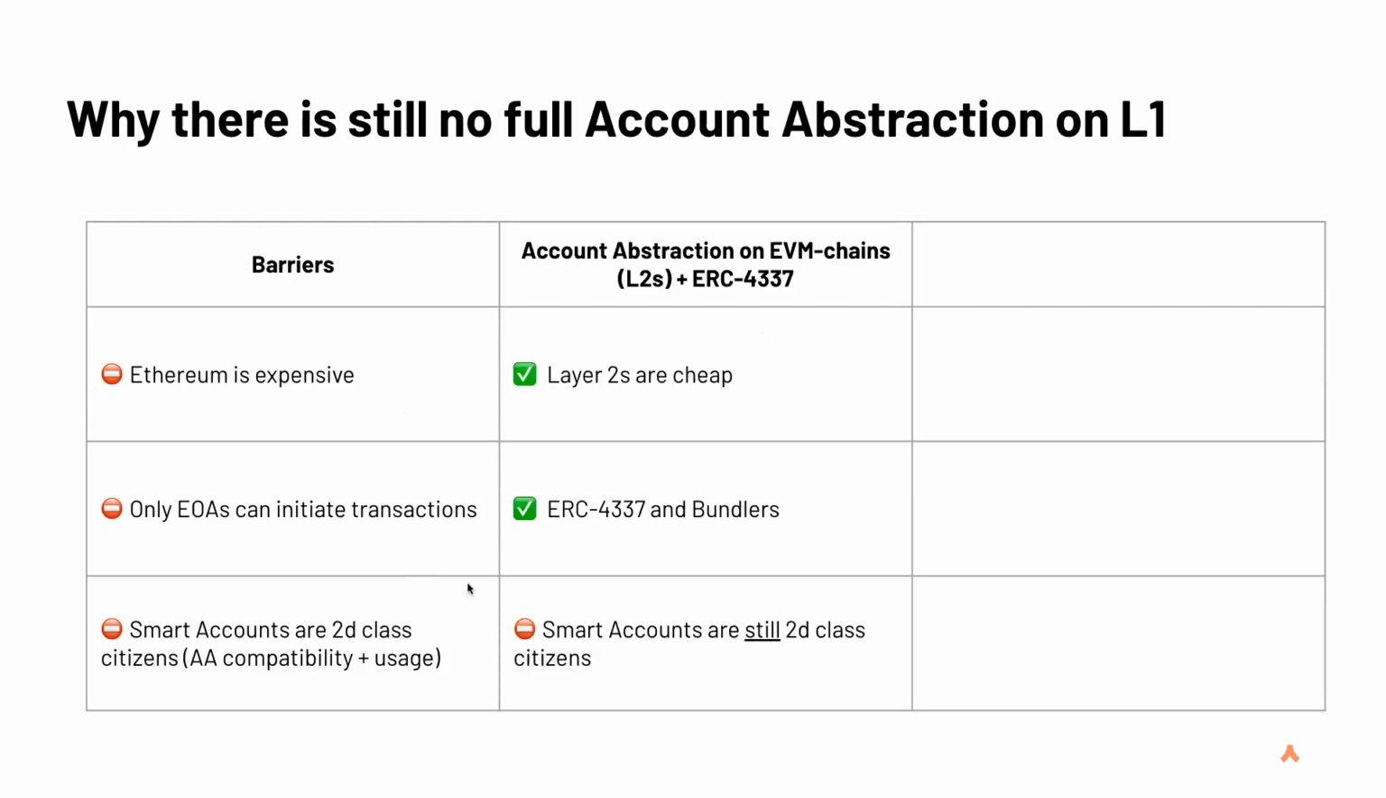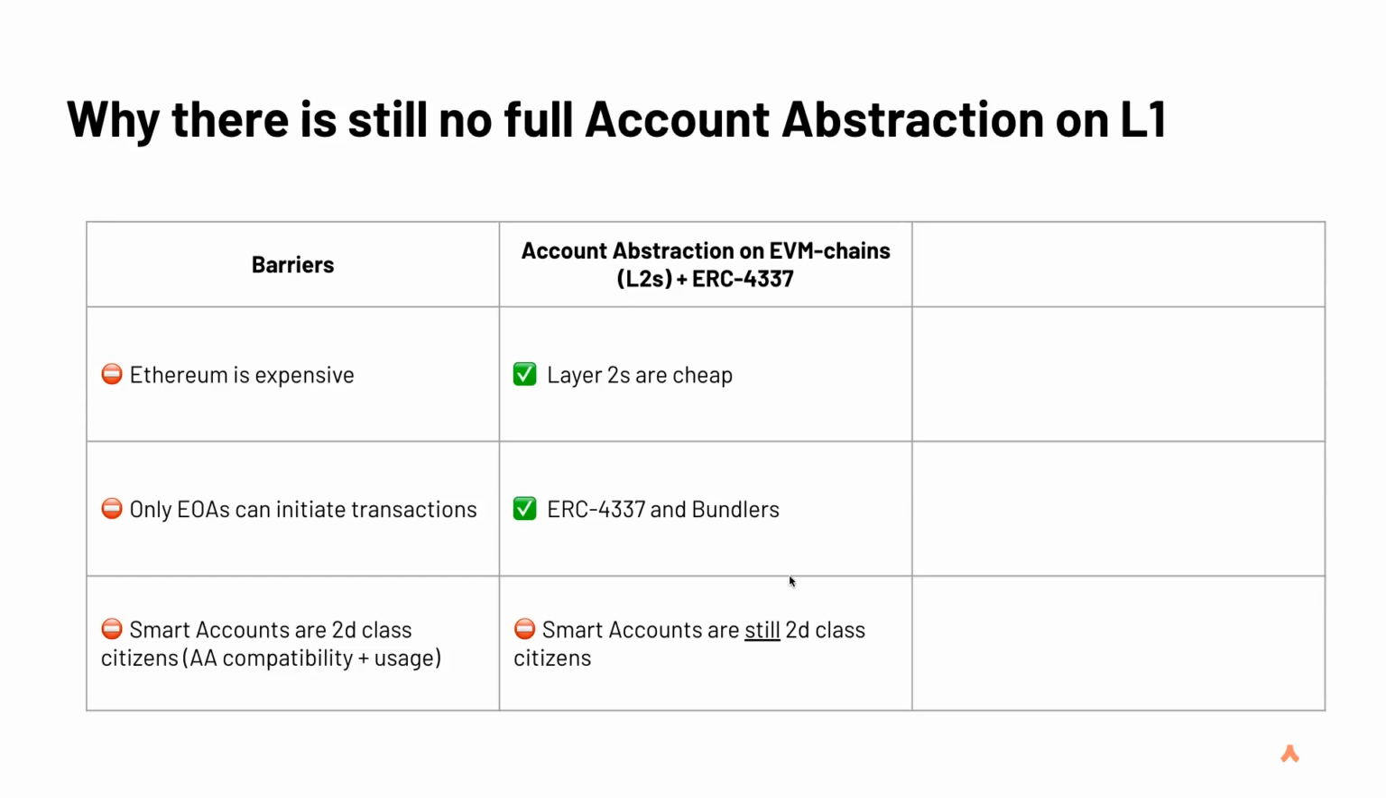But then there is also a solution for the issue that only EOAs can initiate transactions on Ethereum, and that's called ERC4337 and the introduction of bundlers. It's not an ideal solution, it's a workaround. It makes it work. You can act as if you are initiating a transaction with a smart account. It's actually a simulation of a transaction, and then the bundler will pick up that simulation and will initiate a transaction on your behalf. So it's not perfect. It's not at protocol level, but it kind of works.